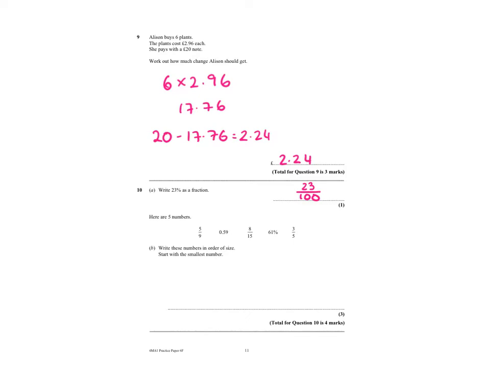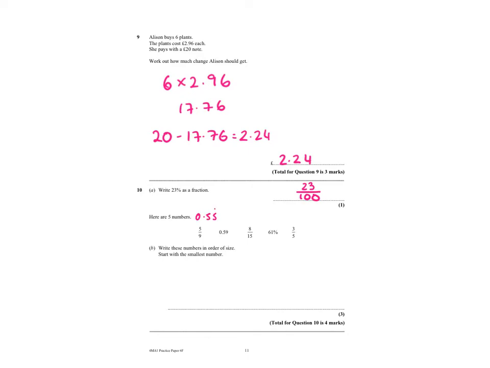Here are 5 numbers. Write these numbers in order of size, starting with the smallest. What I like to do is convert them all to decimal first, or percentage. So let's start. 5 over 9. If you're not sure what that is, you can do 5 divided by 9 into your calculator and press S to D. So 5 over 9 is 0.55 recurring.